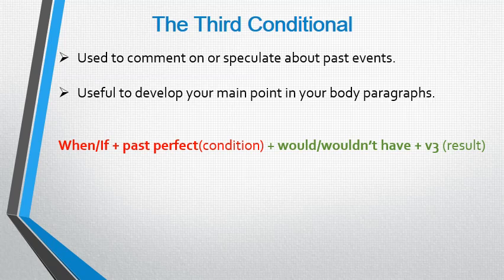We use when or if plus past perfect, which is the condition of the sentence, plus would or wouldn't with have and verb 3. Verb 3 simply means eat, ate, eaten. It's the third verb. Sometimes people call it the past participle, but we'll call it the verb 3 here. So another example could be drive, drove, driven. Here's a couple of example third conditional sentences.